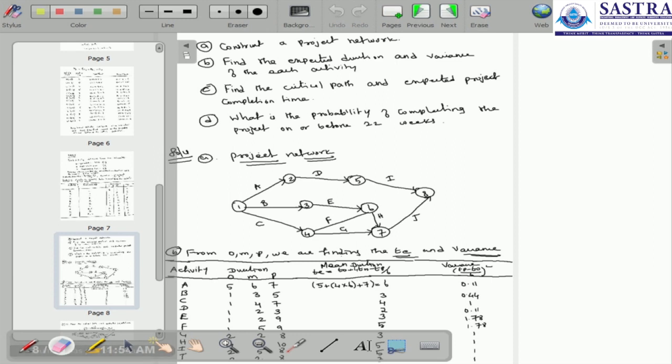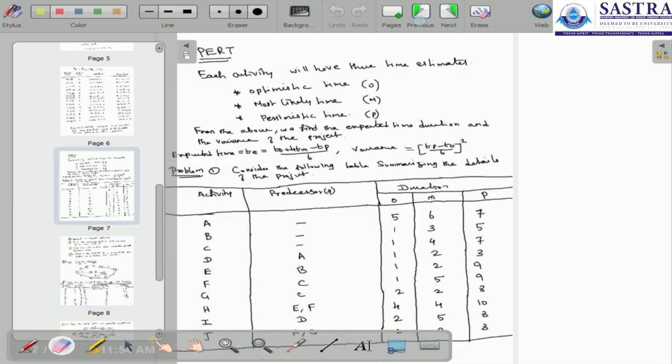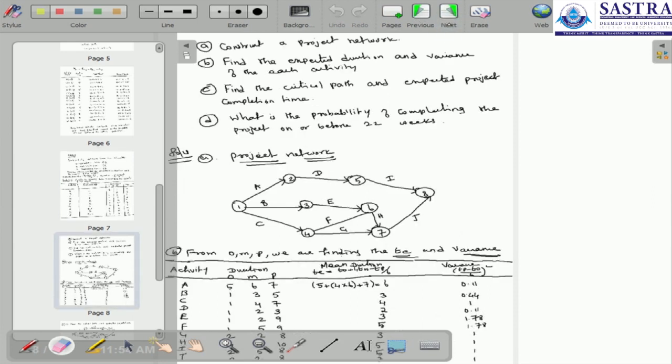And the variance, through the formula, it is Tp minus To divided by 6, the whole squared. Through the formula we have to get the value. Here Tp minus To, divided by 6 and the whole squared. It will be identified as 0.011, and simultaneously we can calculate this for all the activities up to the Jth activity.